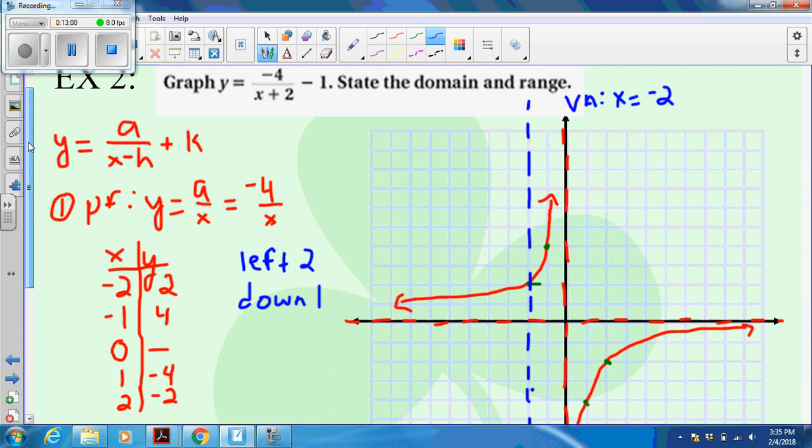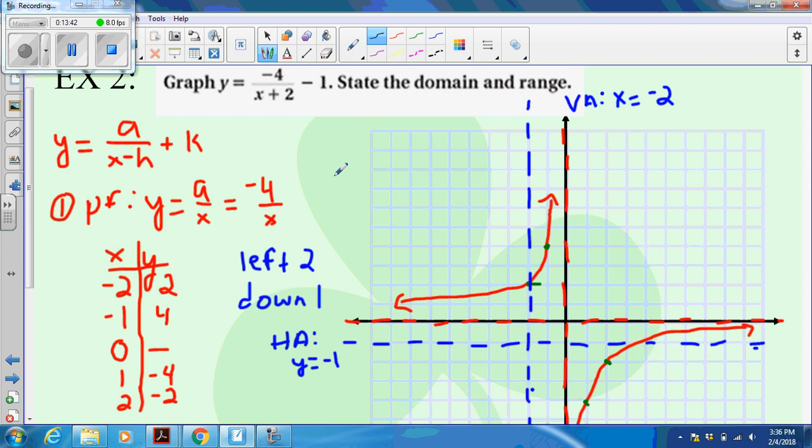Now, not only do we move our vertical asymptote, but we also move our horizontal. The minus 1 deals with your y. So our horizontal asymptote we need to move down to our minus 1. I changed this HA, which represents horizontal asymptote. The equation for this, don't forget your equation, is now going to be y equals negative 1. So now I've done that.